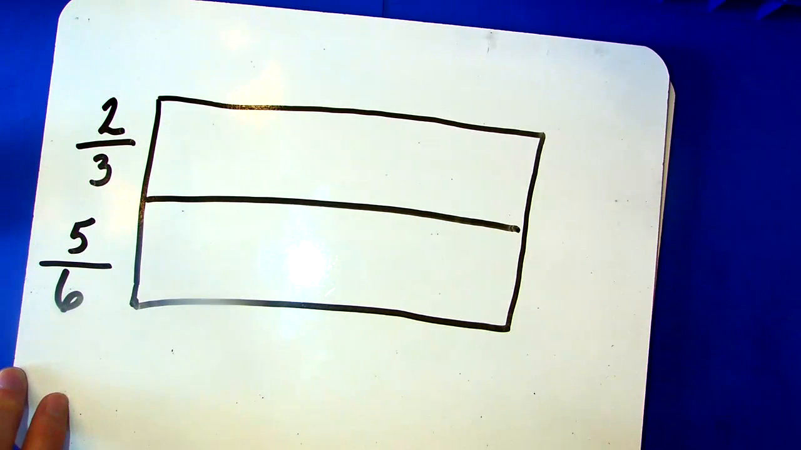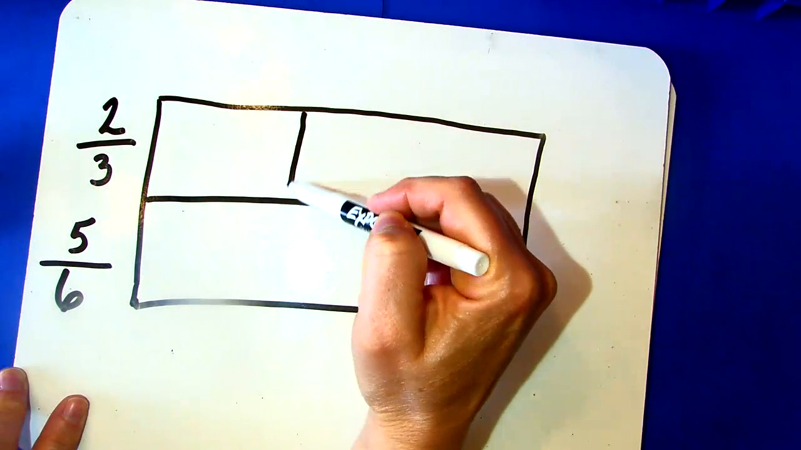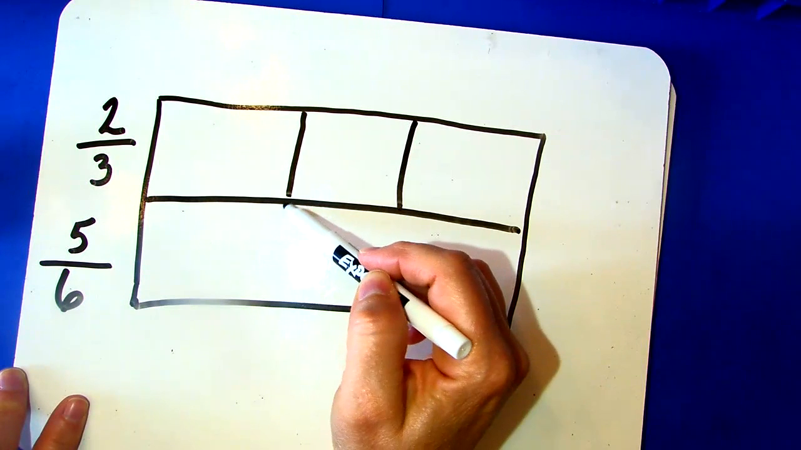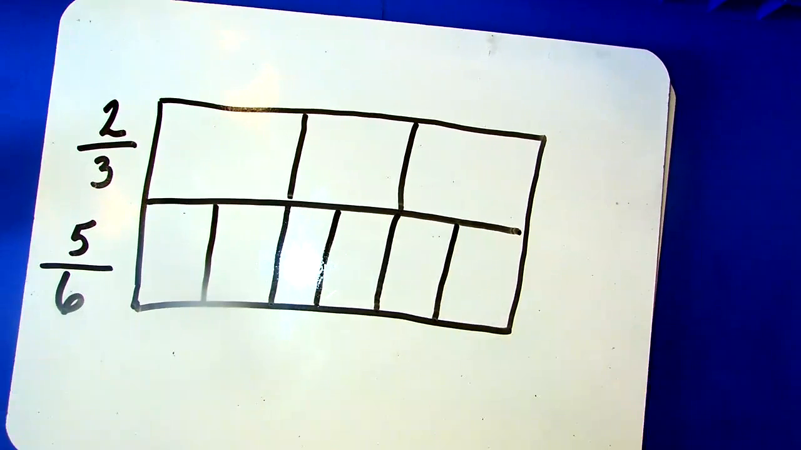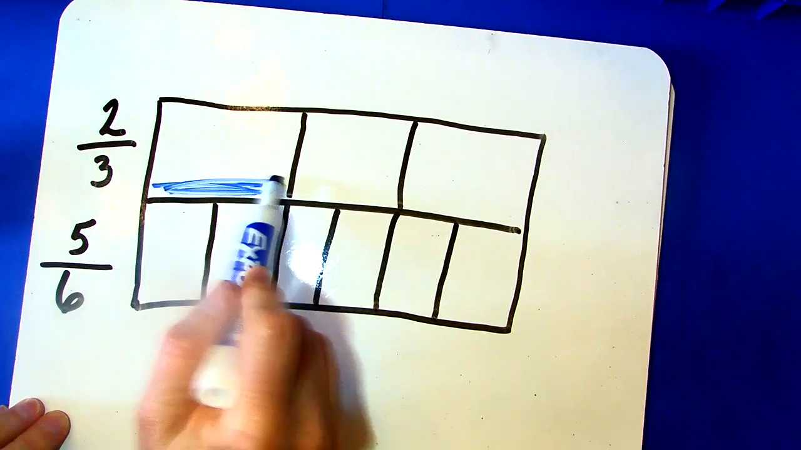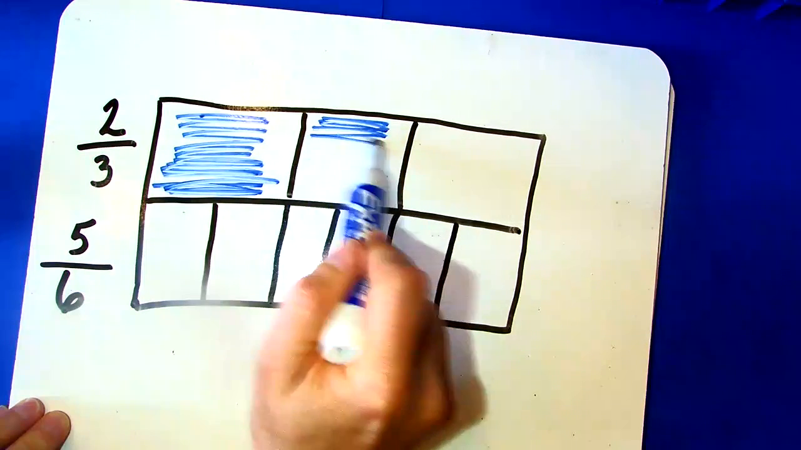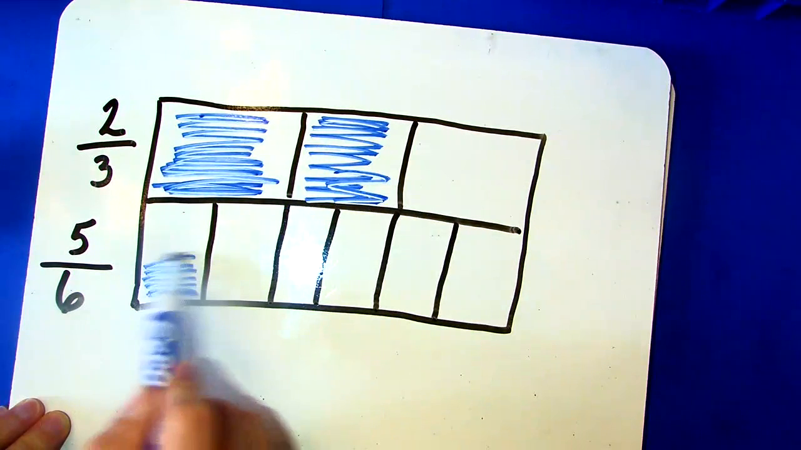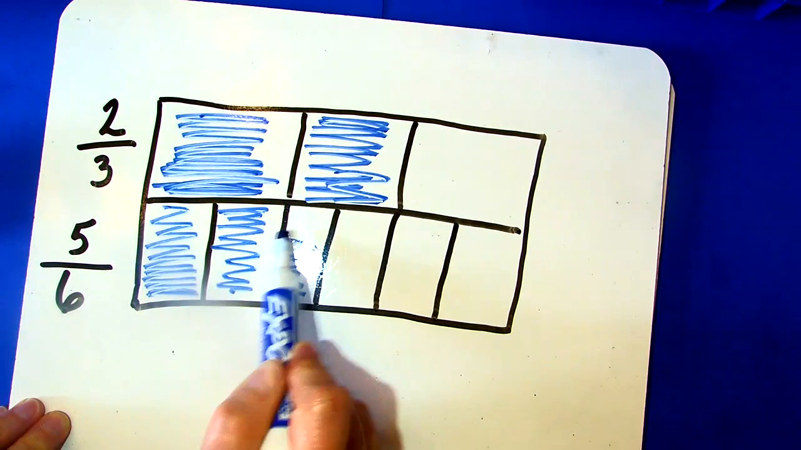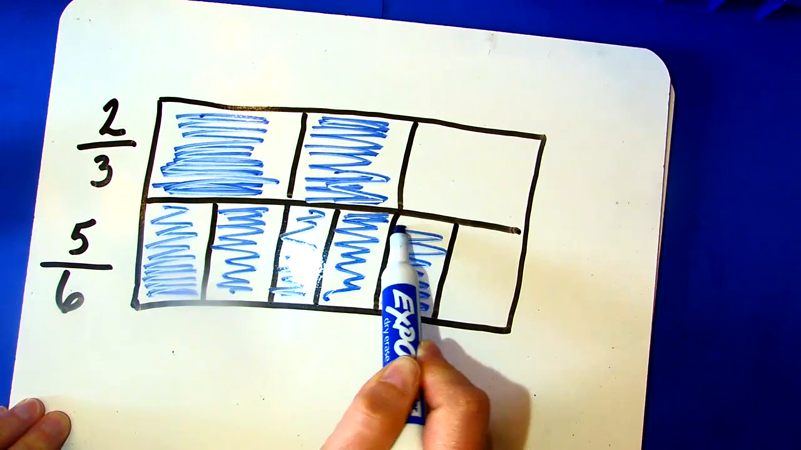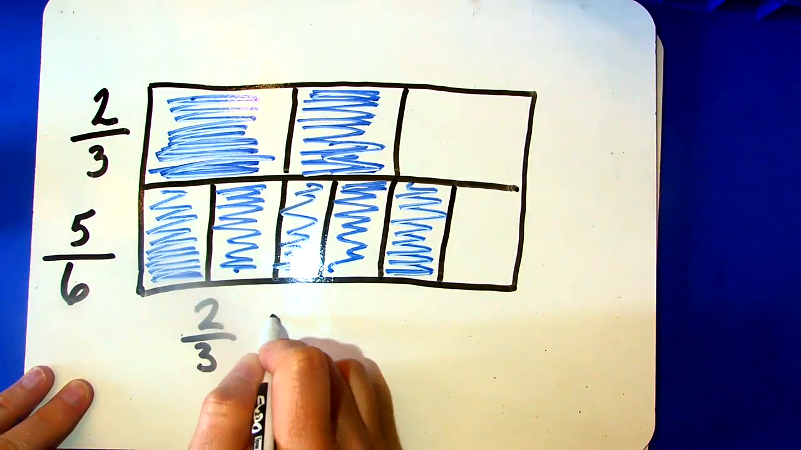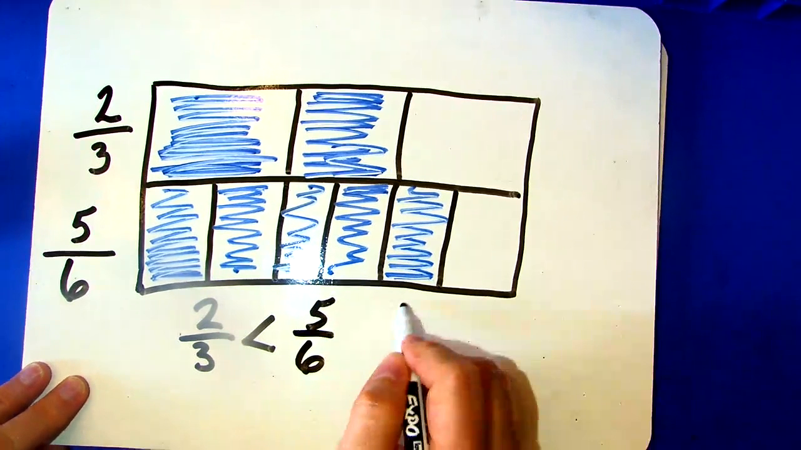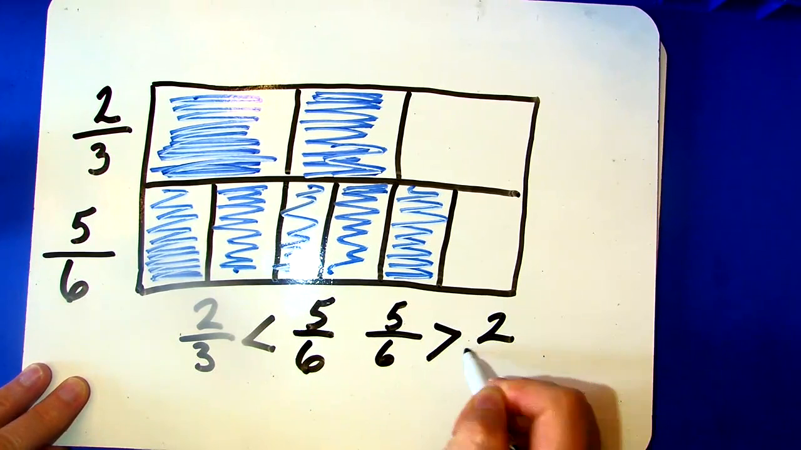So the first fraction says 2/3. So I'm going to divide this whole into thirds. And this one I'm going to divide into 6. And I can do that by making thirds first and then finding the middle and making sixths. Now, all I have to do is shade in 2/3. And I'm just doing it quickly. You can do a much neater job when you do your own models. And then 5/6. 1, 2, 3, 4, 5. Check it out. Now I can see by using a model that 2/3 is less than 5/6. Or you can also write 5/6 is greater than 2/3.